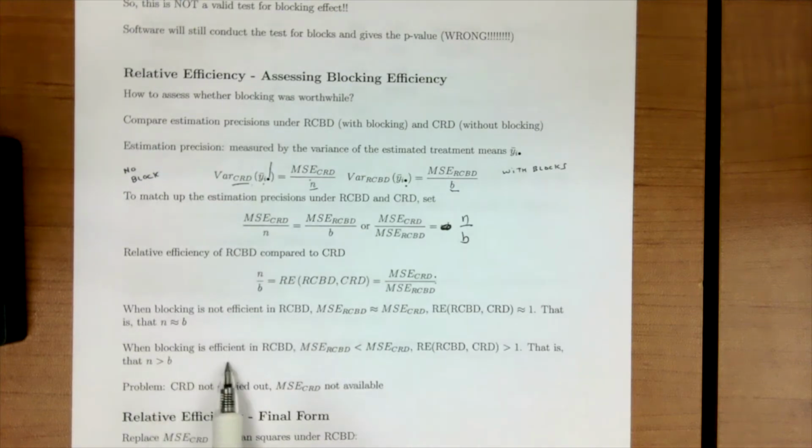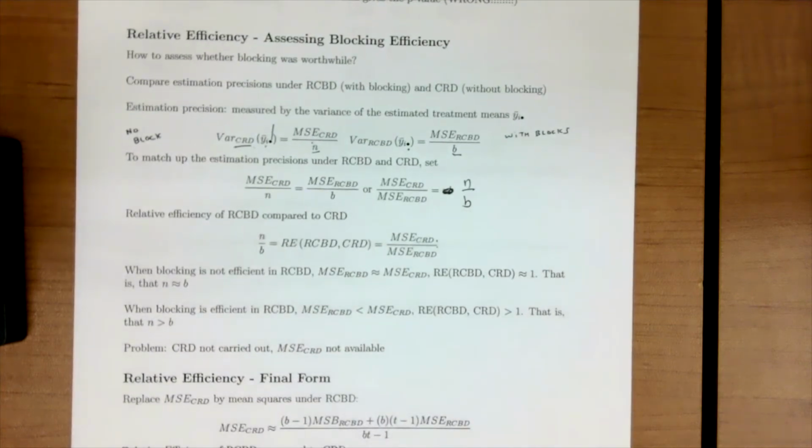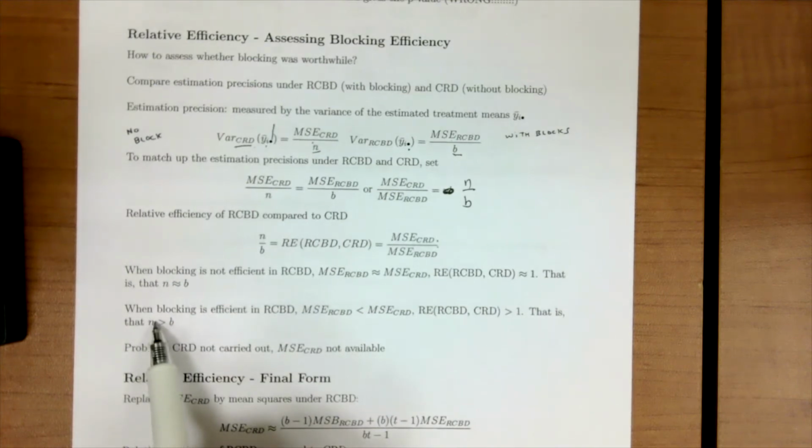Now, when blocking is efficient in a randomized complete block design, the MSE for the RCBD is going to be less than the MSE of the CRD. And so our relative efficiency up here is going to be greater than 1. As the relative efficiency gets bigger, it's telling us that the number of replicates in a completely randomized design needs to be much larger than the number of blocks if we were to have the same precision. So in order to get the same amount of precision as in our RCBD, we're going to have to increase the number of replicates to match.